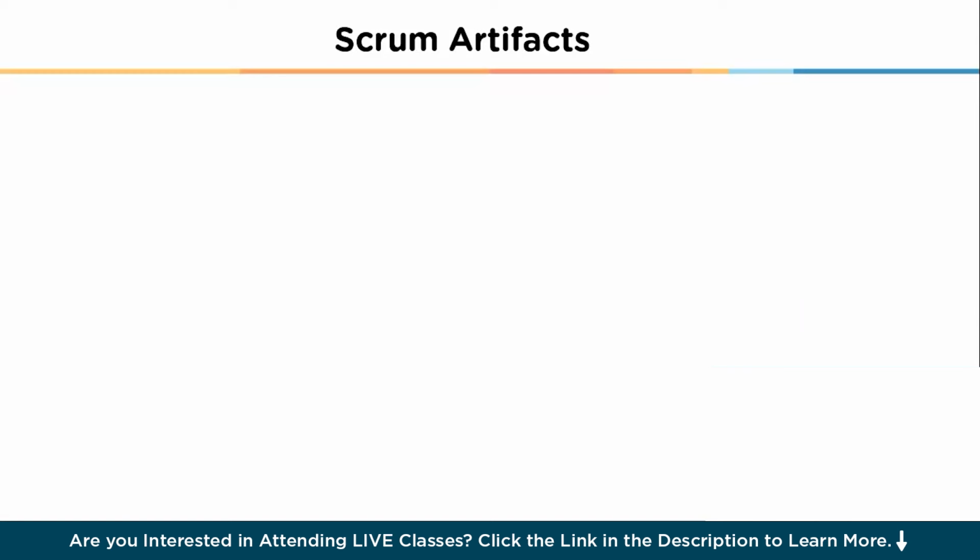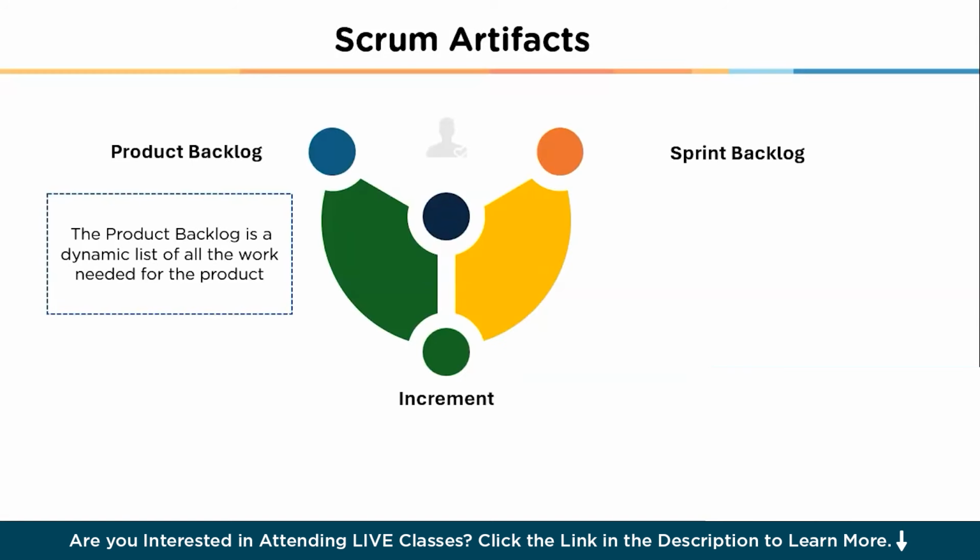Now let us move on and understand Scrum artifacts. The first one that we have here is the product backlog. The product backlog is a dynamic list of all the work needed for the product. It includes features, enhancements, bug fixes, and technical tasks. The product owner is basically responsible for maintaining and prioritizing the backlog, ensuring that it reflects the current needs and goals of the project. The product backlog is continuously refined with items being added, removed, or reprioritized as necessary.